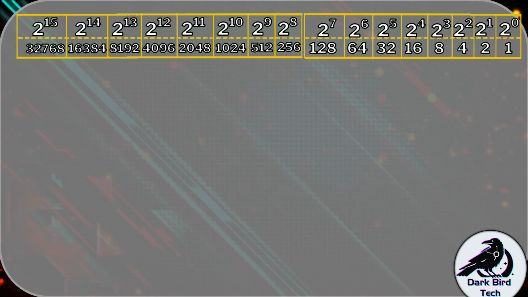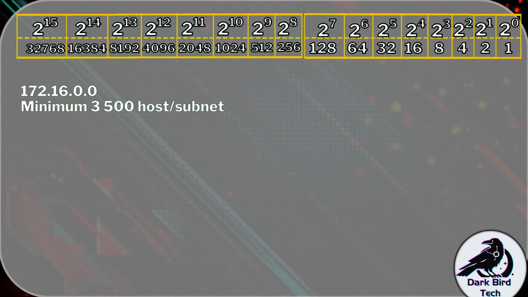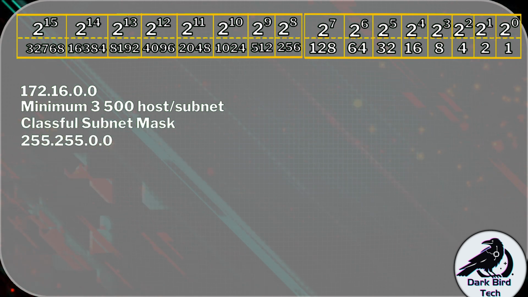So let's start out with a 172.16.0.0 network. And let's aim for a minimum of 3,500 hosts per subnet. Now remember, this is a Class B network, so the class or subnet mask is 255.255.0.0. Okay, cool. We are going to follow the same steps as before though.